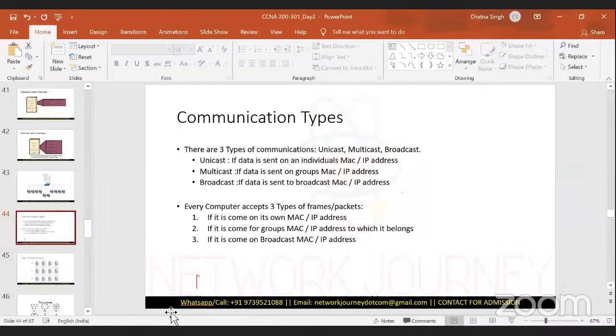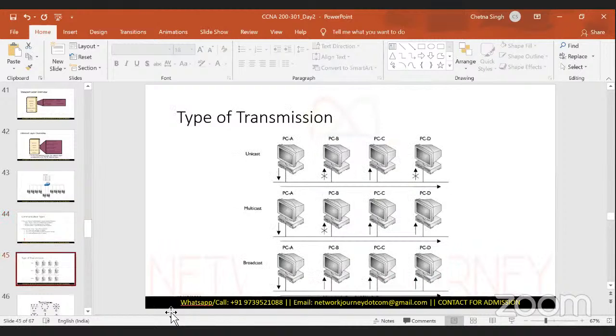So these are the three communication types. This is very, very important to understand because we are going to use these terms or terminologies ahead in our future lectures: what do we understand by unicast, what do we understand by multicast, and broadcast.